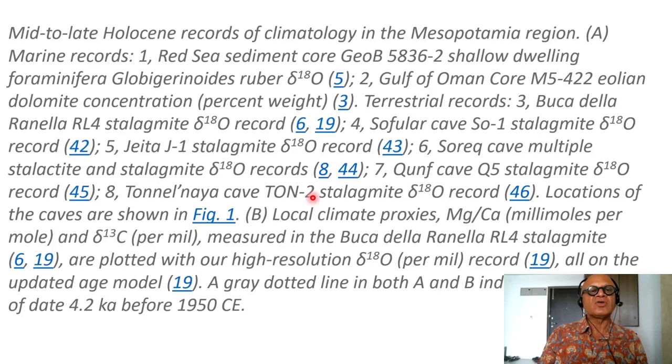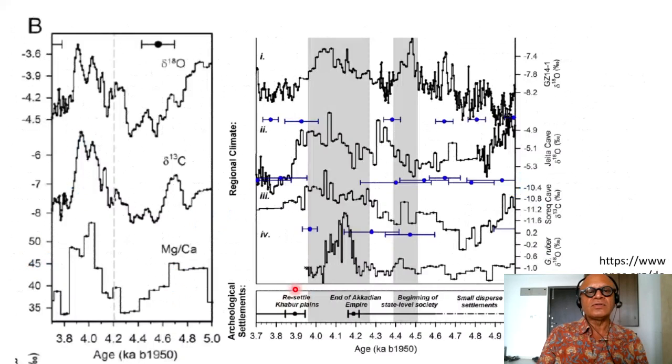One is the mid-Holocene, so mid to late Holocene records of climatology in the Mesopotamia region. In the next slide we look at a graph which shows various marine records, various cave records, various stalactites and stalagmites from the caves, and so on, and they are used to infer the precise timing of the aridity and dust loading over the Middle East.